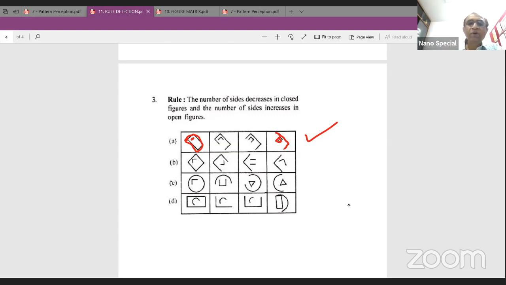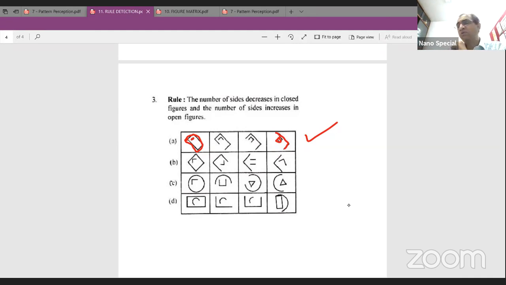Here the rule is very simple in this question. Sides decrease in closed figures and the number of sides increases in open figures. So you got to see where it is happening. Similarly, complex means more lines get added, more arcs get added. That is what it is. So whether consistently that is happening or not, that is what you got to check. So it is a power of observation only. It only checks power of observation, not so much of intelligence, how closely you observe things. That is all that is bothered about.